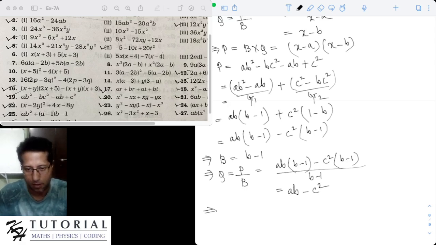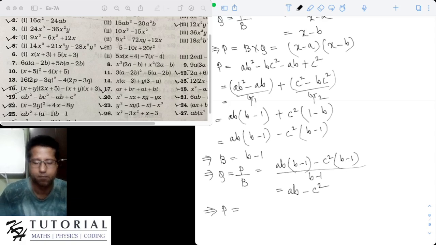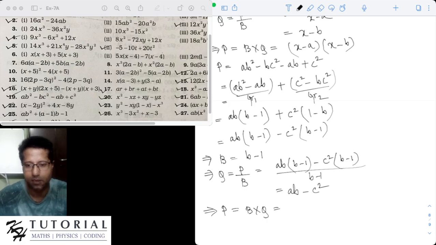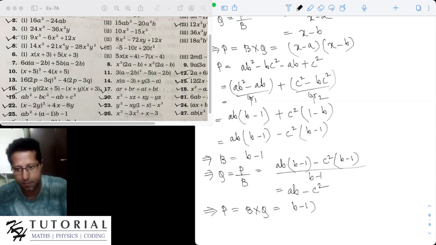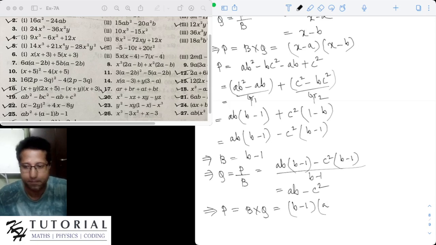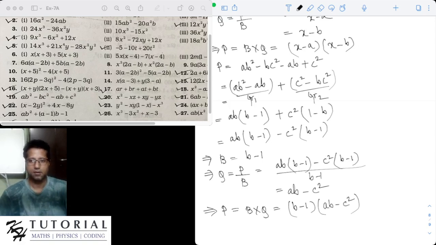So the factorization of the polynomial p becomes b minus 1 multiplied by ab minus c square. This is the final factorization.